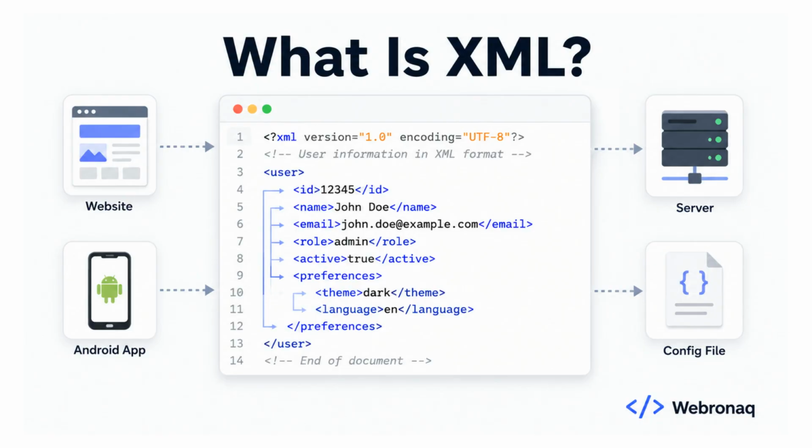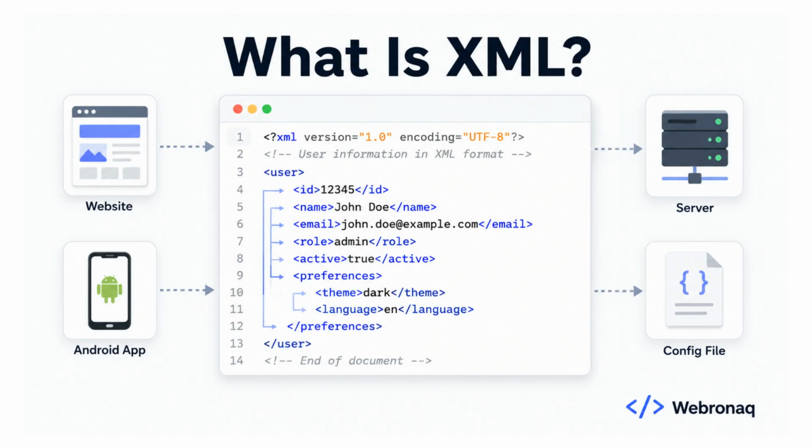Think about how HTML describes a web page. XML does something similar, but instead of describing visuals, it describes information itself. So instead of saying, make this text bold, XML says things like, this is a user, this is an email, or this is a product.